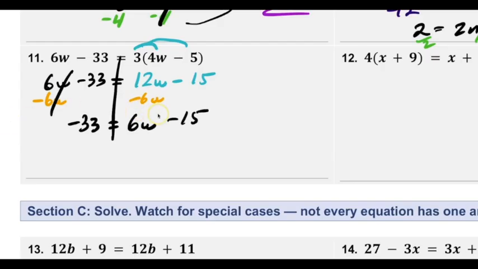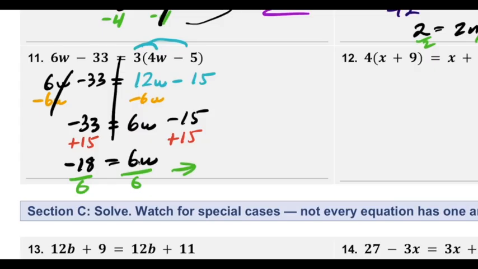Now let's solve for 6w. I'm going to add 15 to both sides. I get 6w equals, what is that? Negative 3 plus 15, negative 18. Right there. And then we're going to get the w by itself, so divide by 6. And we're going to have w equals negative 3.